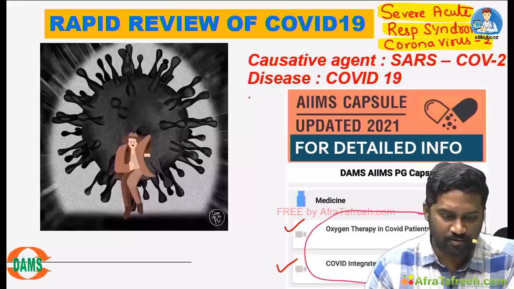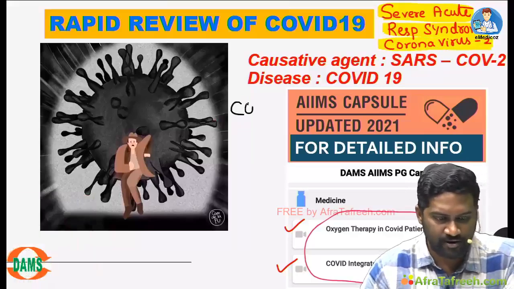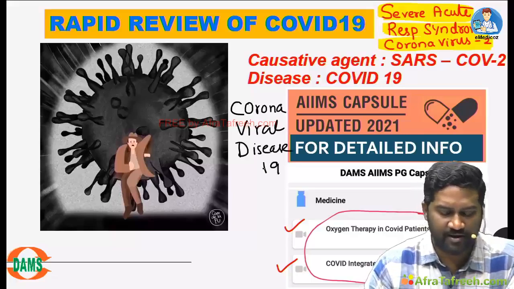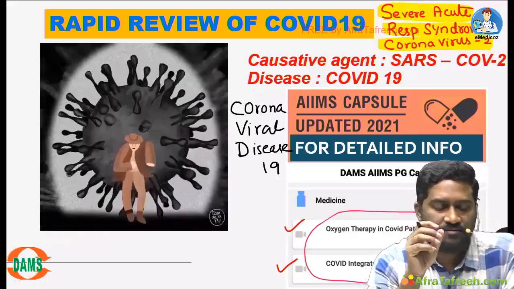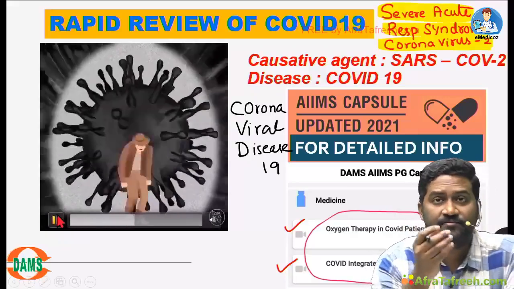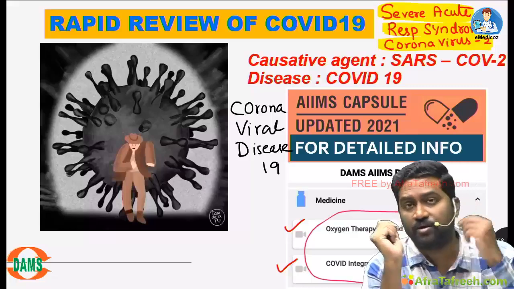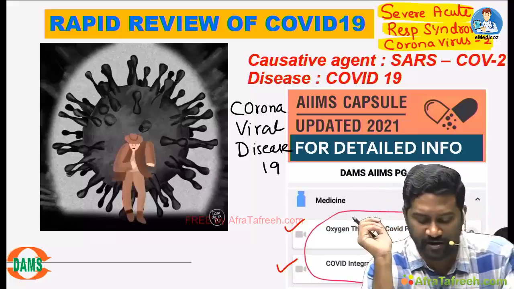And the disease name is COVID-19. COVID-19 means coronaviral disease, and it was first identified in the year 2019. So what is this virus making us do? It is making us run for our lives for the past 1.5 years. It is just like malaria: disease name is malaria, causative agent is plasmodium; disease name is COVID-19, causative agent is SARS-CoV-2.